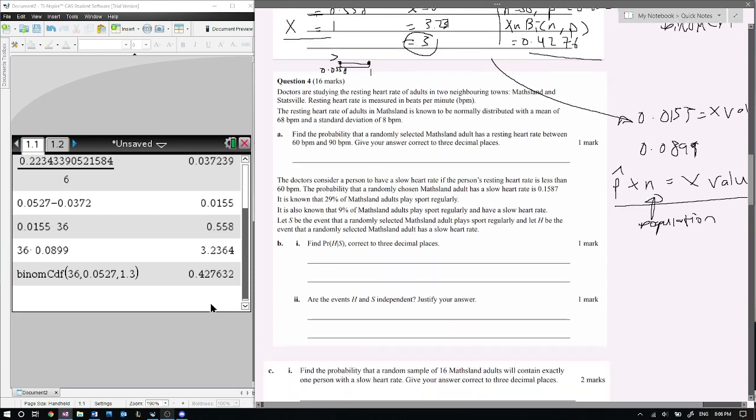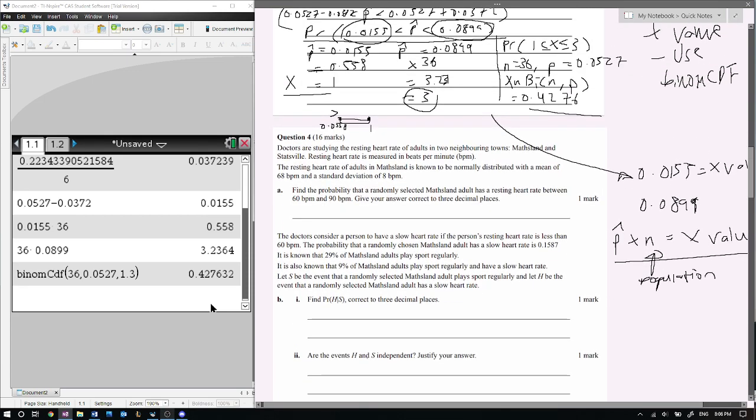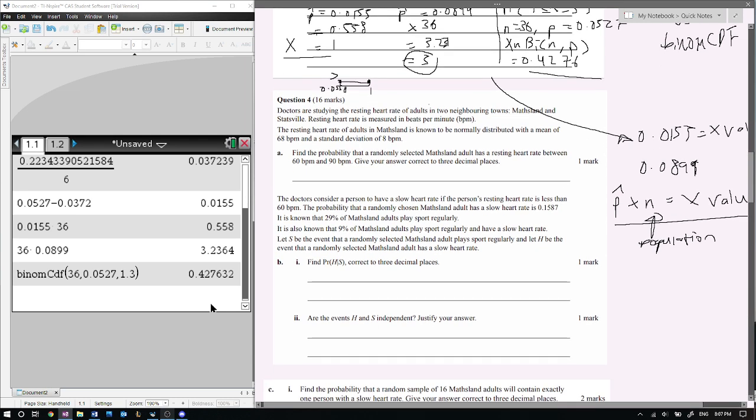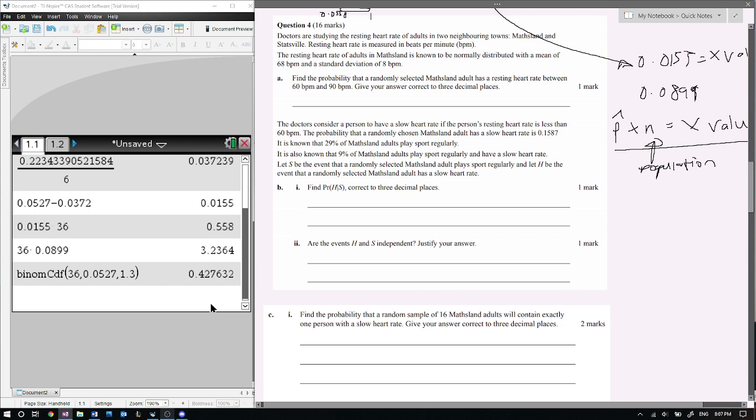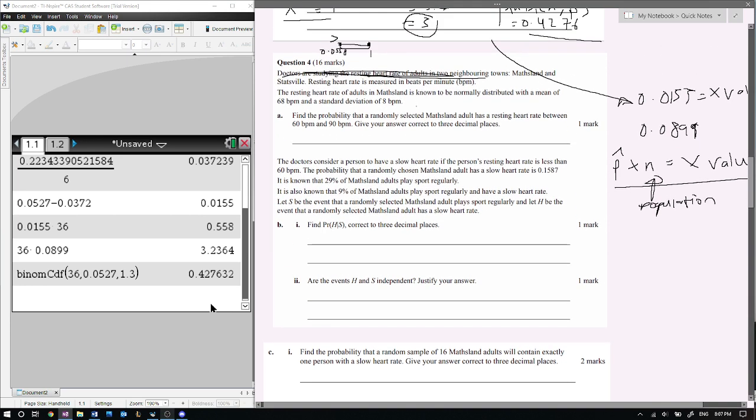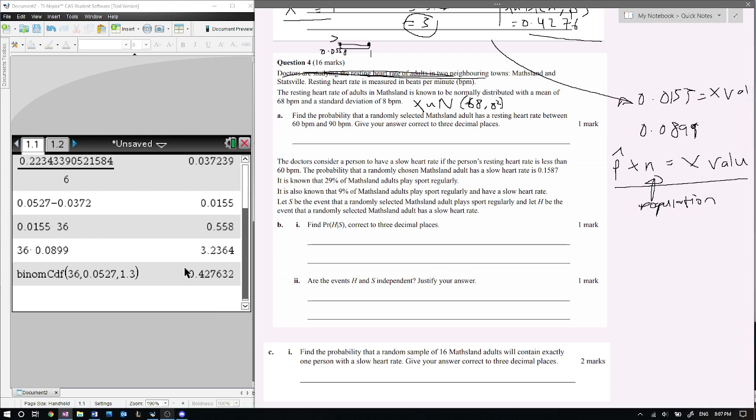Okay, moving on to question 4 from exam 2018 now. Alright, just having a read of the question. Doctors are studying the resting heart rate of adults in 2 neighboring towns, Mathsland and Statsville. Resting heart rate is measured in BPM. Okay, so filtering out all this useless information, we know it's normally distributed, mean of 68, standard deviation of 8. So, the probability that a randomly selected Mathsland adult has a resting heart rate between 60 and 90. So straight away, I know that it's normal, so I use the normal CDF.